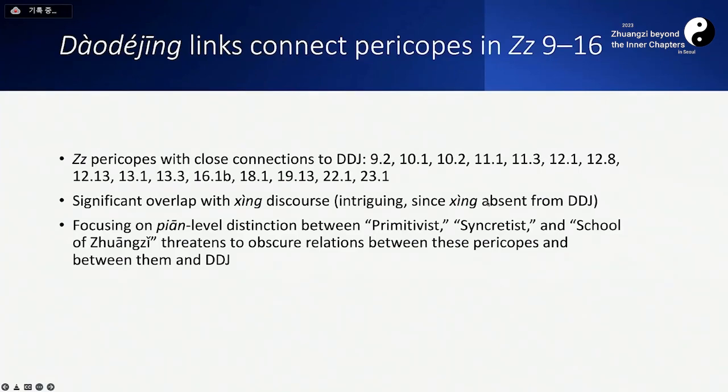Similar observations about context hold if we want to try to explore and understand the relation between Zhuāngzǐ material and Dao De Jing material. The Zhuāngzǐ pericopes with particularly close connections to the Dao De Jing are the ones I've listed here. And what we can see right away is that there's a pretty significant overlap between this list and the one I just displayed.